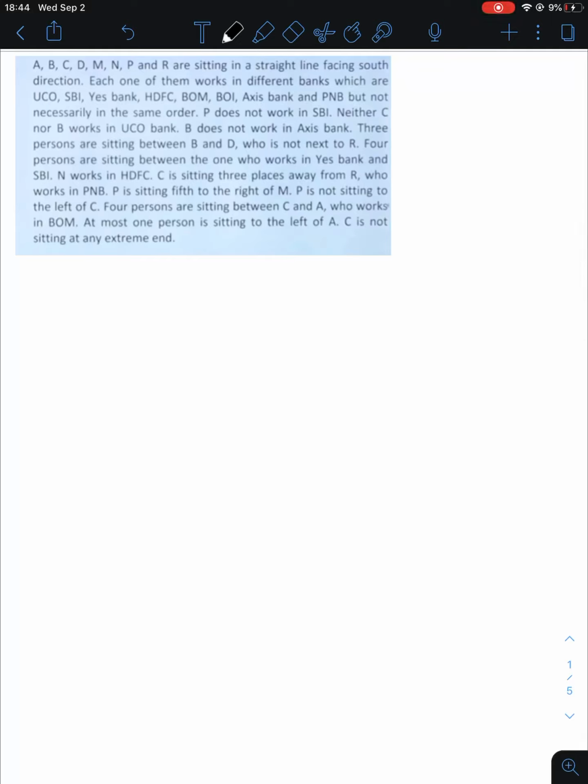So 8 people are sitting in a straight line. All of them are facing south and each of them is working for a different bank. P is not working for SBI, so we'll have to note it down. P does not work for SBI. B and C don't work for UCO Bank. B does not work for Axis Bank.